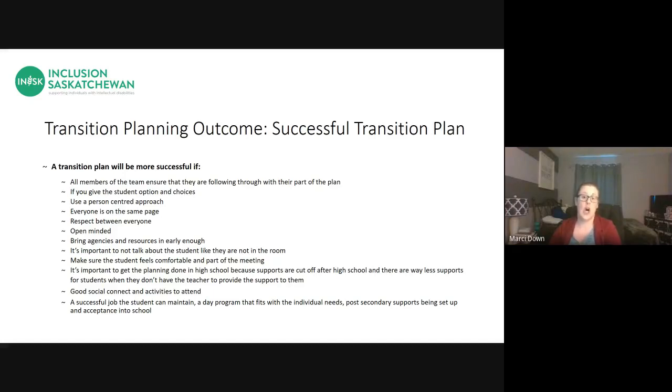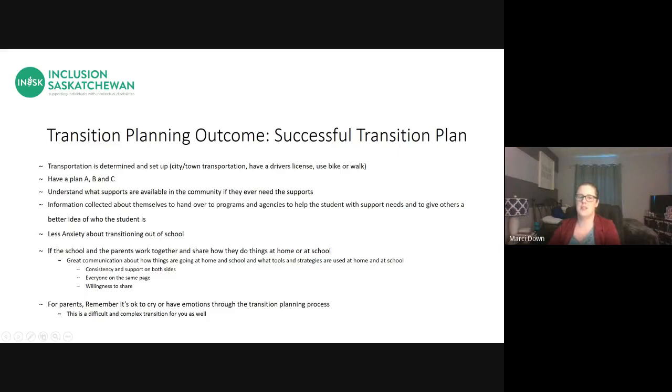It's important to not talk about the student, but to talk to the student so that they are a part of the conversation. A lot of people will talk like the student isn't in the room, and that is very difficult for a lot of students that I work with. It's important to get the planning done in high school because supports are cut off after that. You do not have teachers that are going to help you with that guidance piece, and there isn't anyone else that's going to come and kind of be in that place. You'll have bits and pieces here, but it's scary afterwards. Not to say that we wouldn't be there to help you or that you wouldn't have organizations, but it's best to get the planning done earlier.